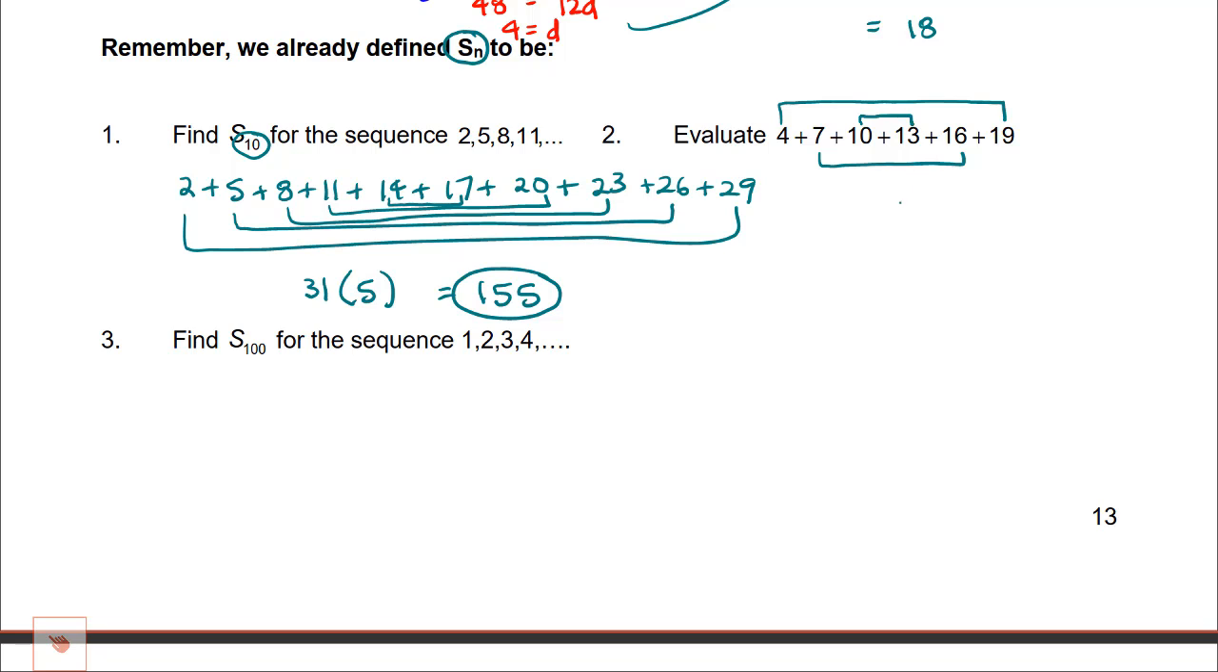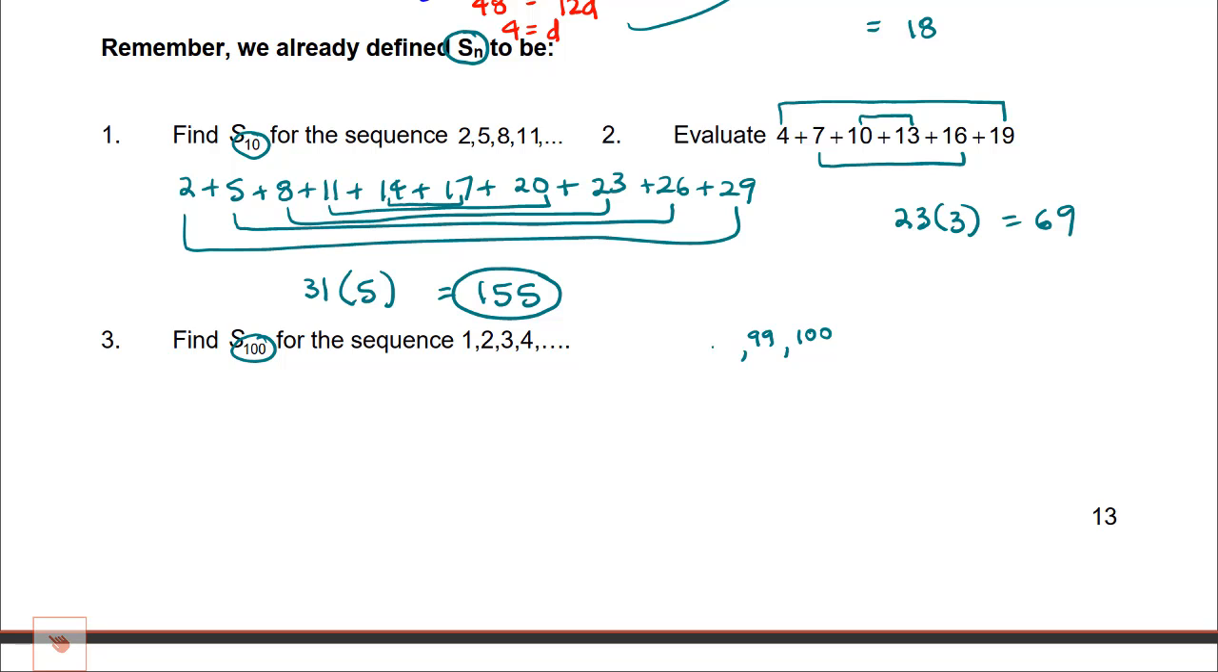23 times 3 is 69. You ready? What's the last term? 100. Good. Who's the next to last term?